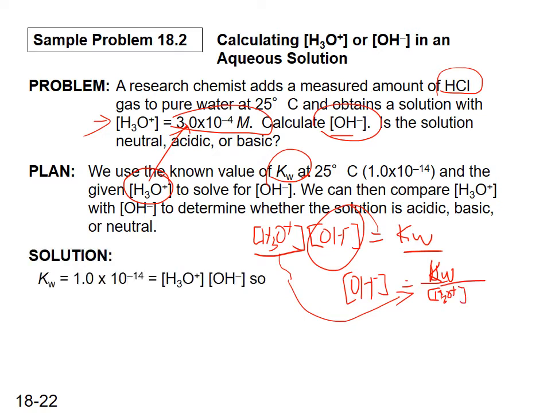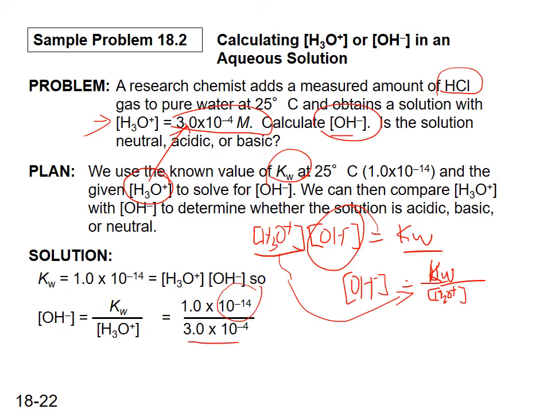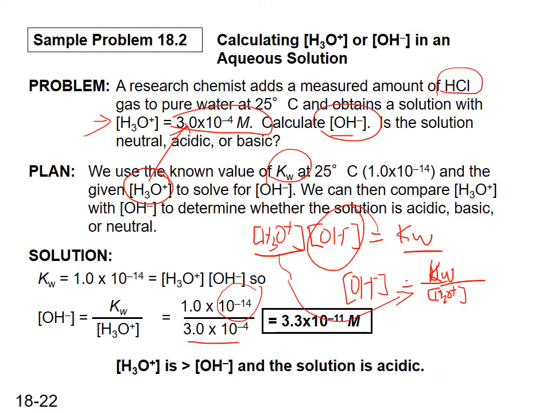Okay, and therefore the solution is Kw divided by hydronium ion, and plug in. Kw is 10 to the minus 14. Hydronium ion is 3 times 10 to the minus 4, and that gives you 3.3 times 10 to the minus 11, and that is much smaller than the hydronium ion given, and therefore it is an acidic solution. More hydronium ion is an acidic solution.